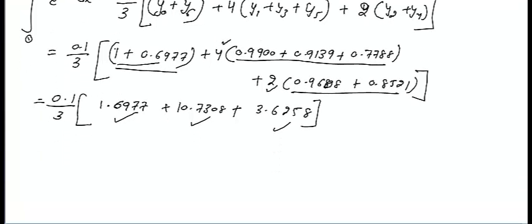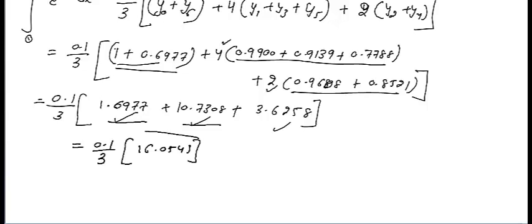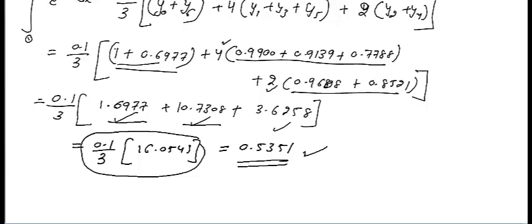Okay. Now by adding these three values, what will you get? You will get 0.1 upon 3. When you add these three values, you will get 16.0543. Now after solving this expression, you will get the answer 0.5351. Correct? So this is the Simpson 1/3 rule to find the integration of any function.